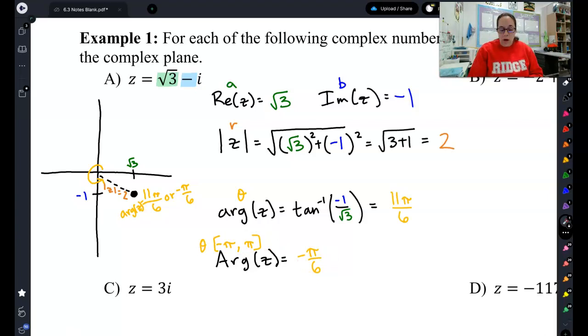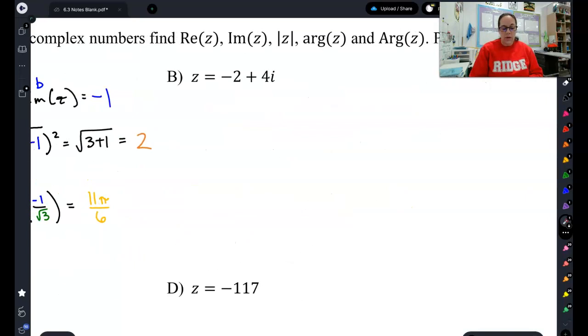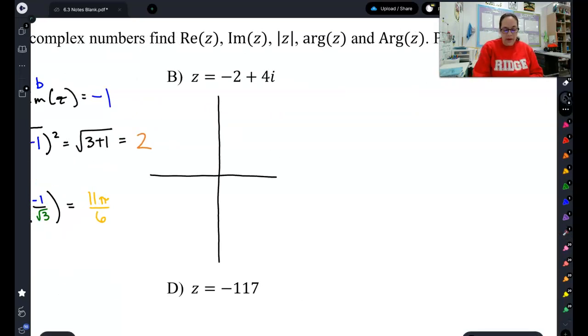So now that I've walked you through one, I would like you to pause the video and try B on your own. Label everything, graph it, find all the different pieces, and then come back and check your work.